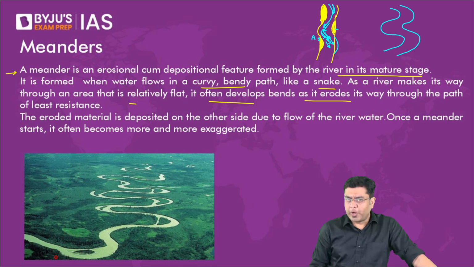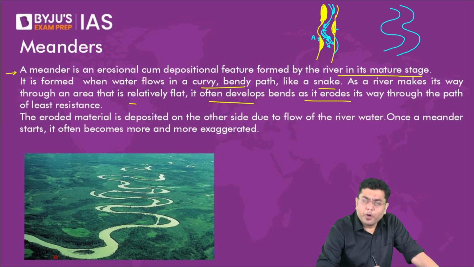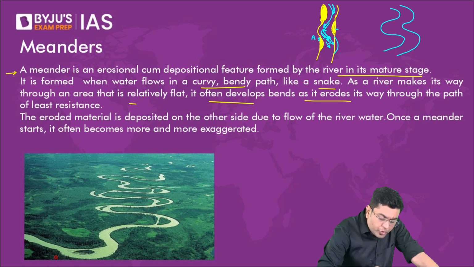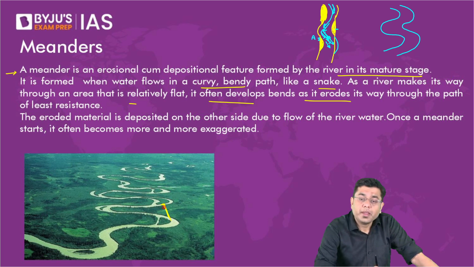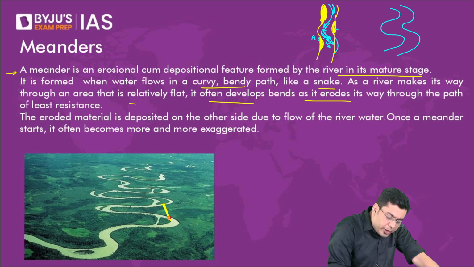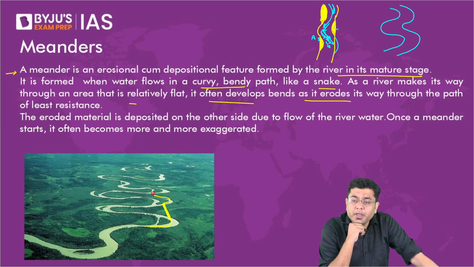Sometimes what also happens, as you observe this meander, you will observe that sometimes the river will continue to erode here as it moves and it joins with this particular branch. Now, as the river water joins here, it will follow the shorter route. Why will it follow the longer route? Isn't it? I hope it is making sense.